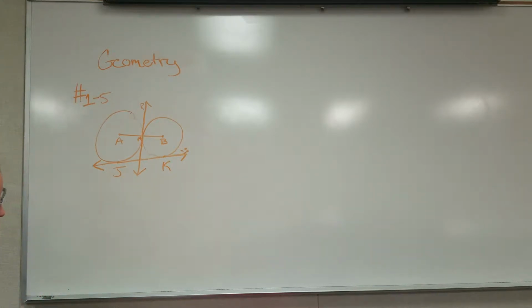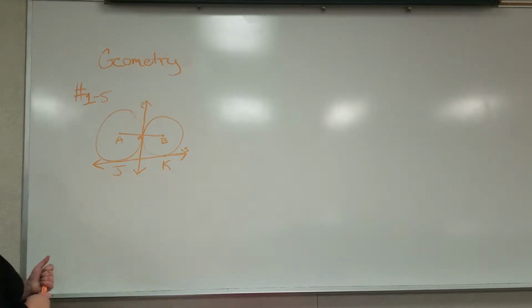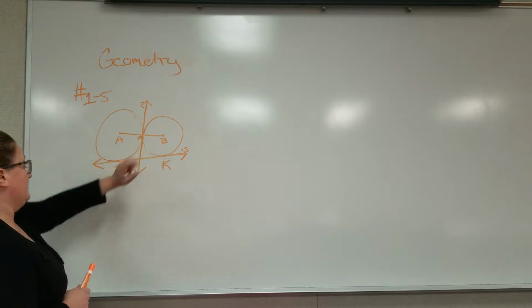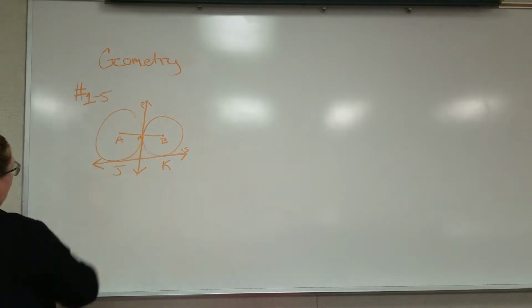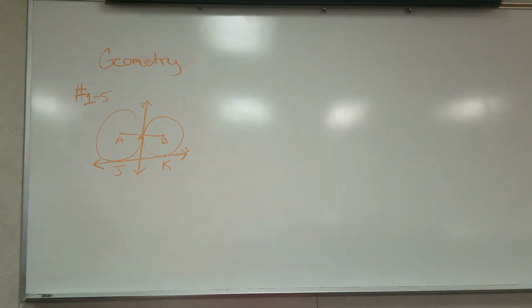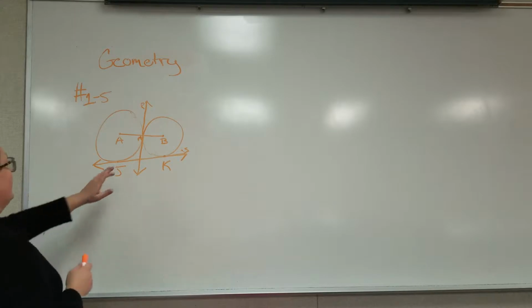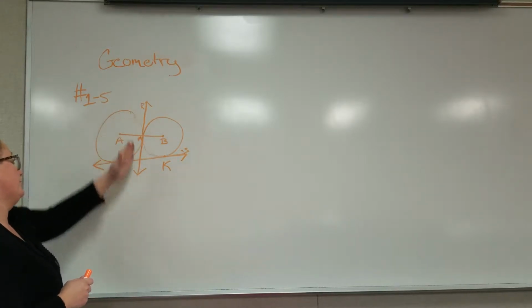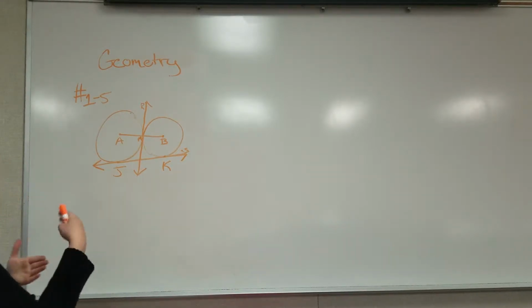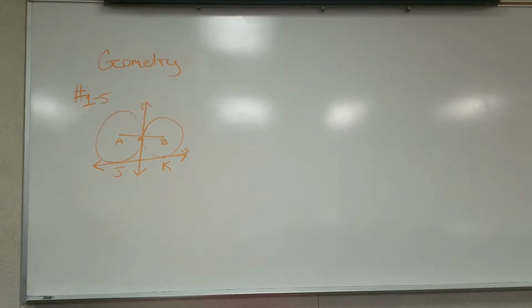Number 3 says, radius AM has what relationship to line R? So this here, AM, is a radius. It goes from the center to the edge of a circle. That's called a radius. And if you draw a radius from the center to the point of tangency, it automatically is perpendicular to the tangent. So radius drawn to a point of tangency is perpendicular, is what they're looking for.